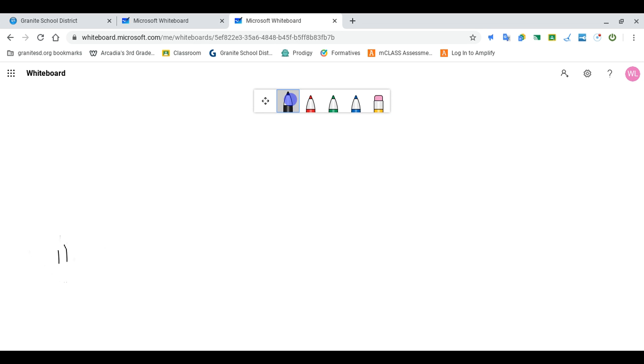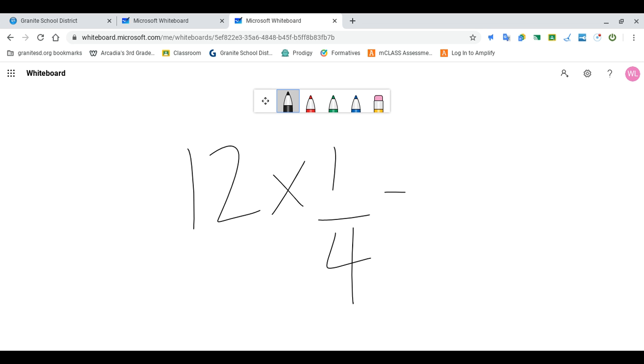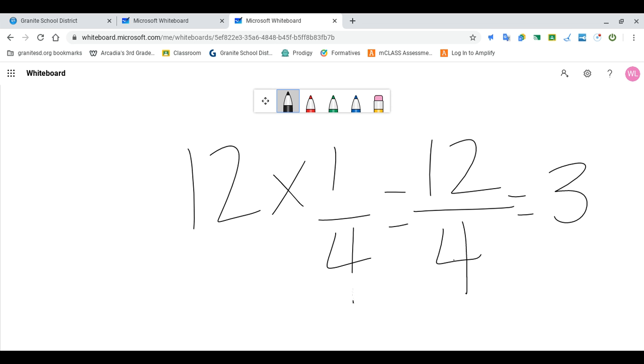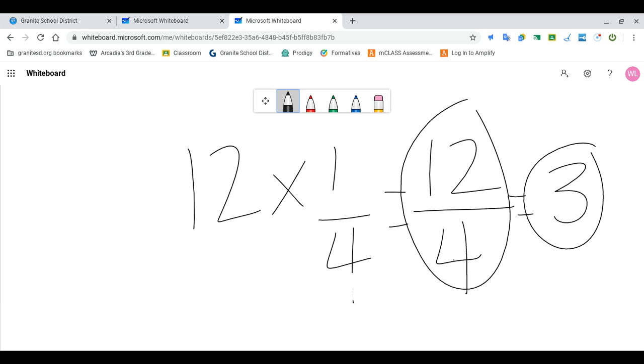So here's another example of that. Let's say you have 12 times 1/4. 12 times 1 is 12. Your denominator is 4. And you could divide. You have your bigger number on top. Your numerator is bigger, so you could just divide. 12 divided by 4, which is 3. Either answer is acceptable. If taking it a step further is too much, just stop right there, right here at your fraction. Let's just do one more together.